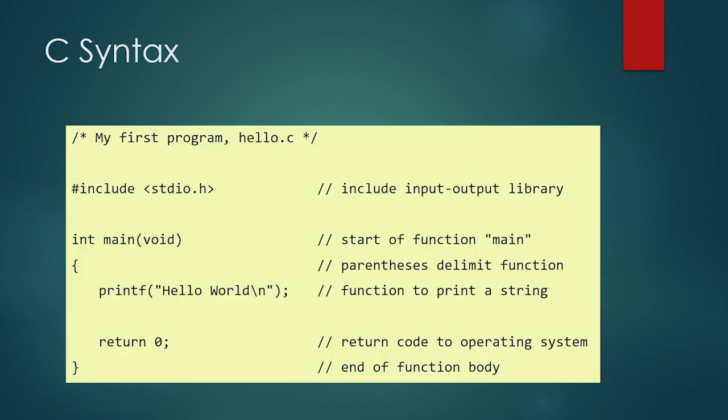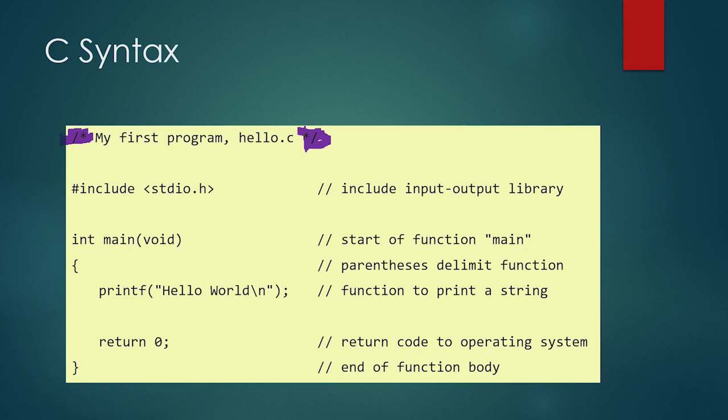Finally, we'll want to take a look at the basic syntax of a language like C. We start out with a comment, and you can see it's a comment because it's got these slash star and star slash around it. And that indicates that it's a comment. Now, this kind of comment you can spread over multiple lines as long as it starts with slash star and ends with star slash.